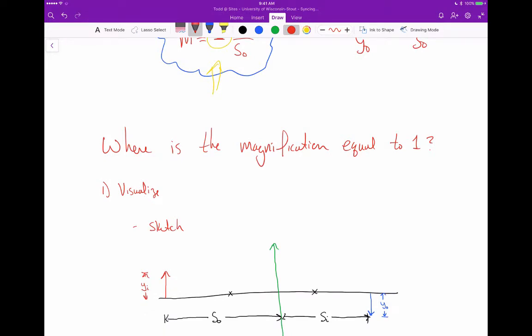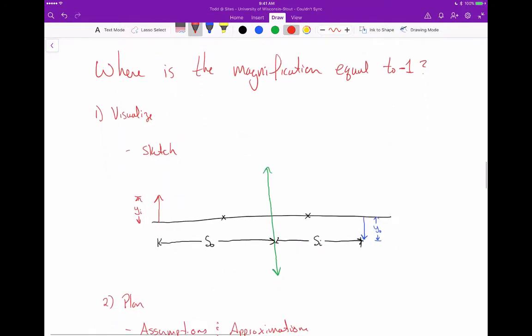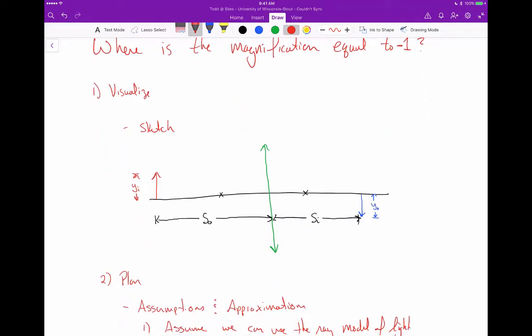Now here's a question to ask. Where is the magnification equal to 1? In other words, where is the image the same size as the object? Now I should be a little bit more careful here and say negative 1 because I'm looking at a flipped image. So I'm going to go ahead and sketch my system. This is part of the visualization stage.